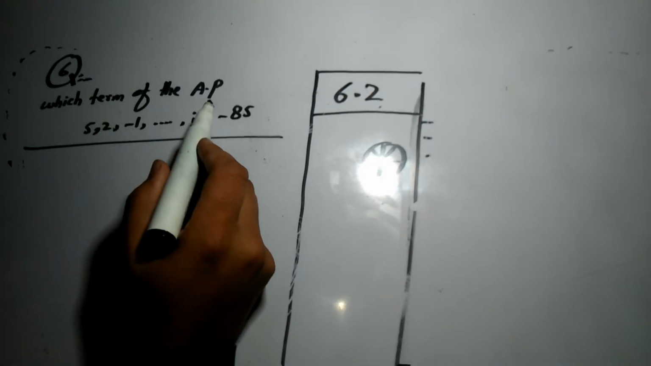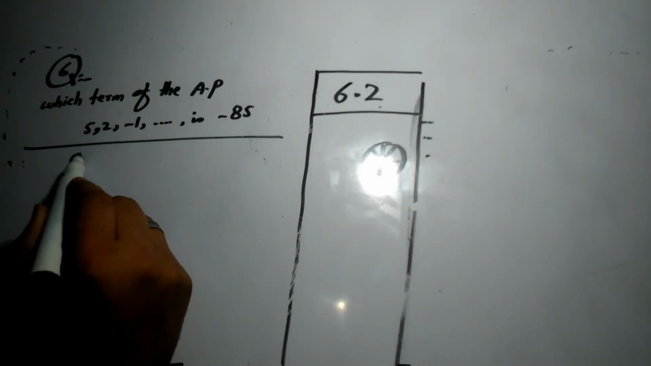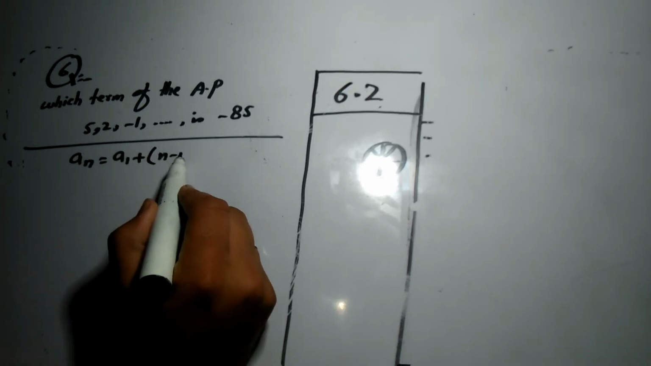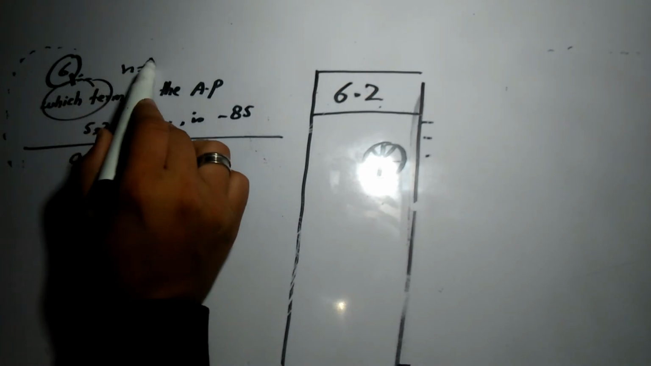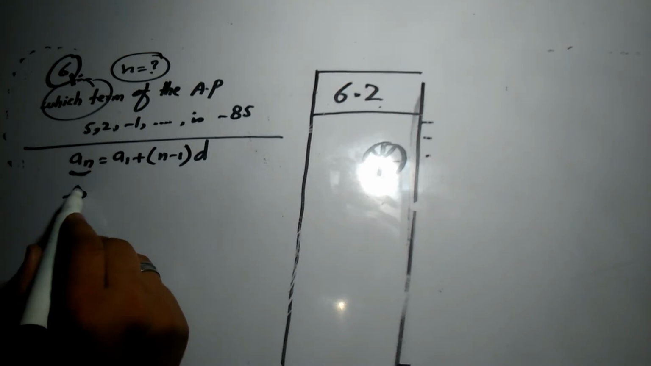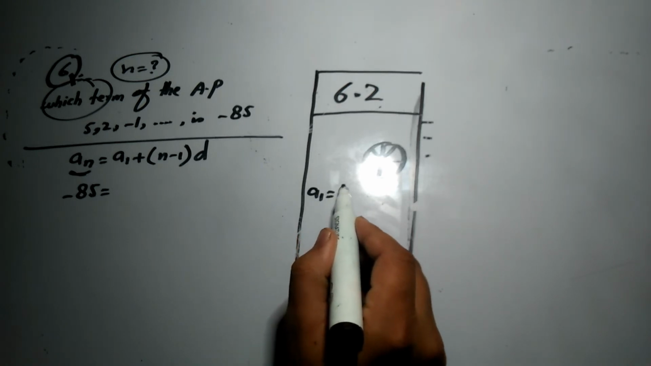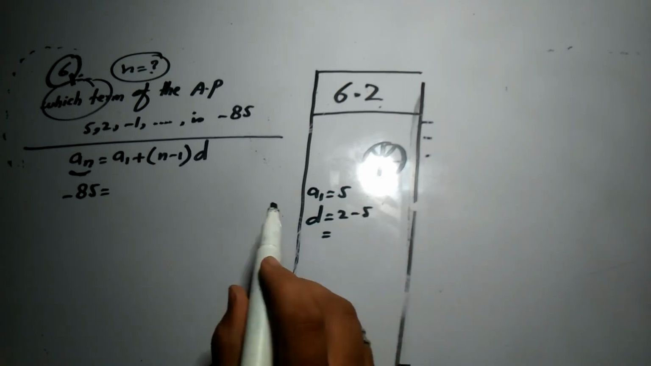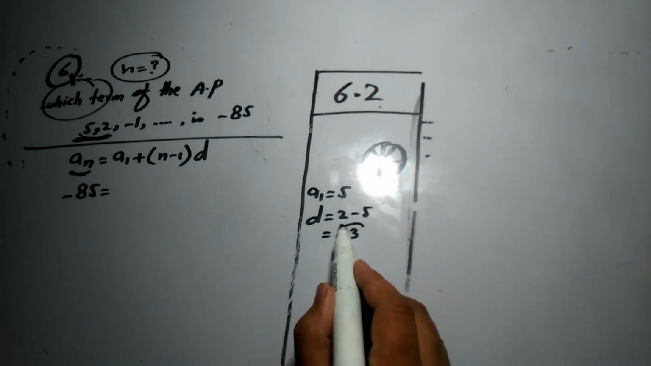Which term of the arithmetic progression 5, 2, minus 1 is minus 85? So we know that the formula is an is equal to a1 plus n minus 1 times d. Which term means we had to find what the value of n will be. So an is equal to minus 85. Here the first term a1 is equal to 5, and d is the common difference between two consecutive terms, so d is equal to 2 minus 5, which will be equal to minus 3.